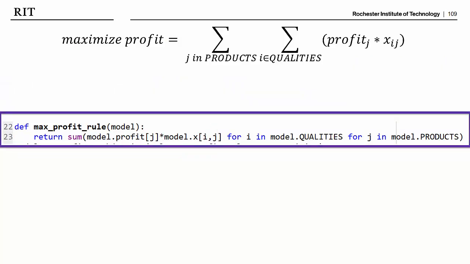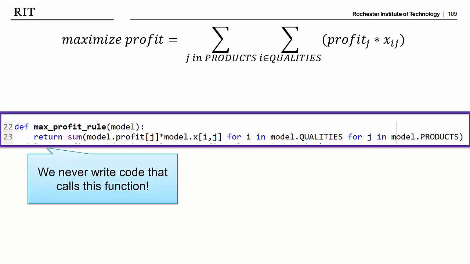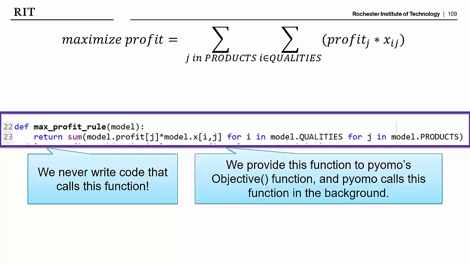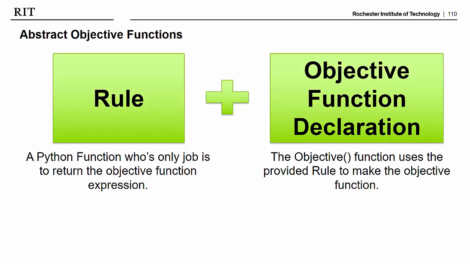So that's our rule for creating this objective function. And curiously, we are never going to write code that calls this function. But what we're going to do is provide the Pyomo objective function this rule, and it's going to call this rule in the background. So we've written our rule. Now we need to attach this rule to our model using the objective function.